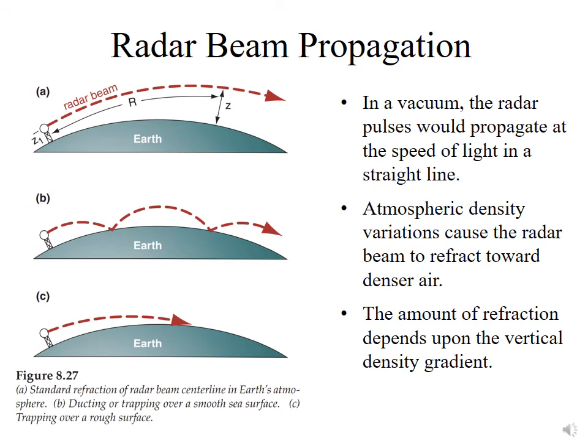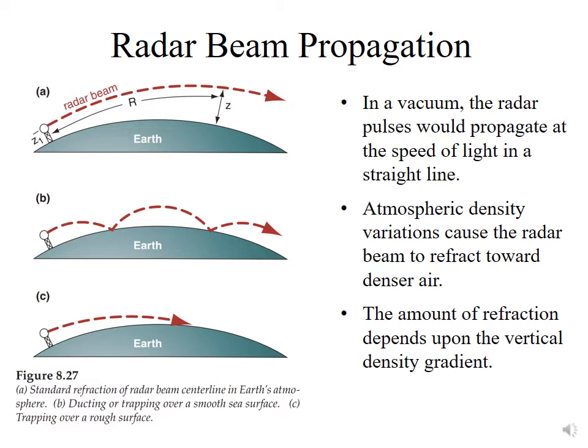The other thing that we need to know about the radar beam is how it will propagate. In a vacuum, the radar pulses would propagate at the speed of light in a straight line. But the beam is not passing through a vacuum. It's passing through an atmosphere that has variations in density, and those variations in density are caused by pressure variations, by temperature variations, and by humidity variations.